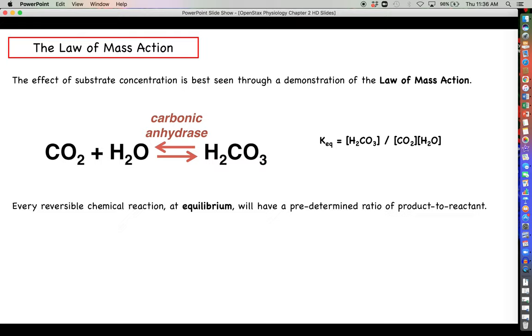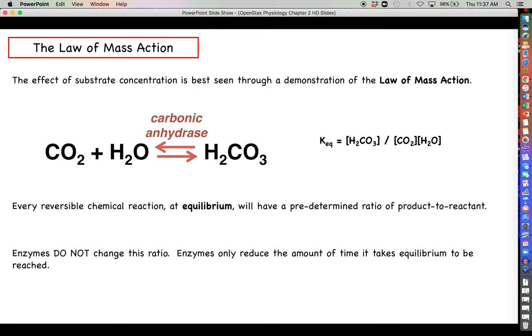Well, because this reaction goes both ways, it is eventually going to settle at what is called equilibrium, in which case the forward and reverse reactions are happening at exactly the same speed. And when a chemical reaction is at equilibrium, you are going to have a predetermined ratio of product to reactant. You might remember this from general chemistry, but we measure this as KEQ, the equilibrium constant. This is the ratio of the concentration of carbonic acid divided by the concentrations multiplied together of the two reactants, carbon dioxide and water. We're not going to do any of these calculations, but just remember that at equilibrium, this ratio is going to be a constant, right? So it's not going to change.